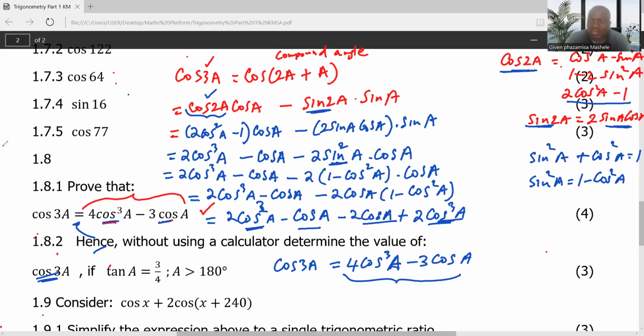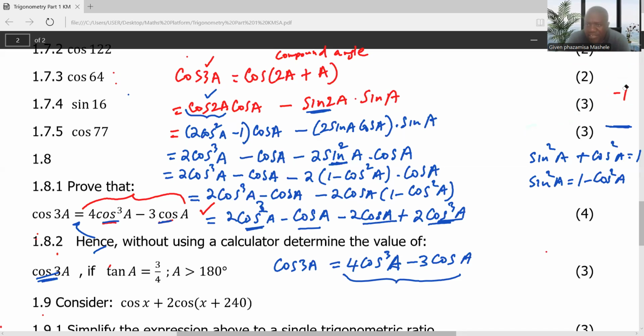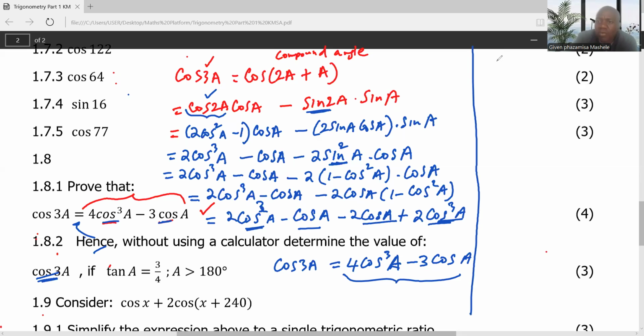So to answer that, we're going to say, okay, fine. Look at the condition given there. They gave us a condition, and this is very important. They told us that we need to determine cos 3A if tan A equals 3 over 4. We need to be careful here. Since tan A equals 3 over 4, we're going to say the tan of an angle is 3 over 4. And what is tan in terms of SOHCAHTOA?